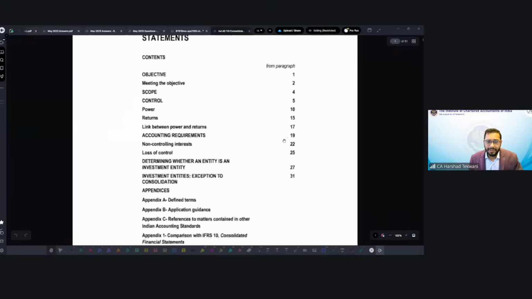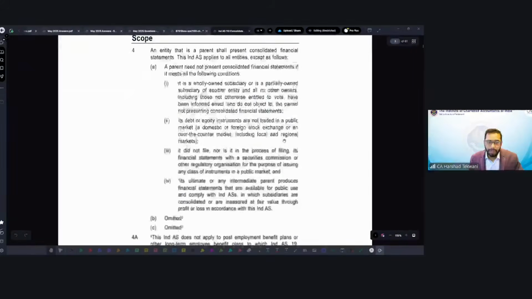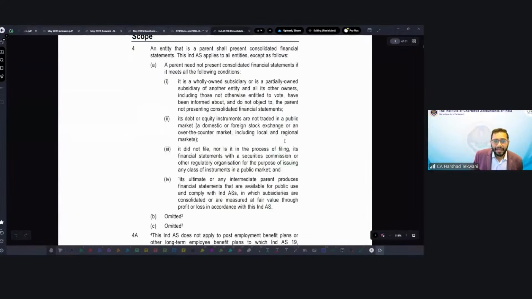Now, this is Ind AS 110. Now, we will go to the particular part. A parent need not present consolidated financial statements if it meets the following conditions. One, it is a wholly owned subsidiary, or the owners not entitled to vote are informed and do not object. One, that its equity is not vested anywhere.